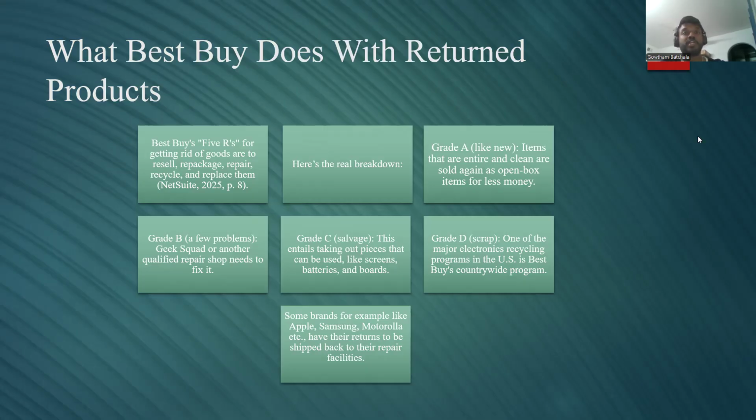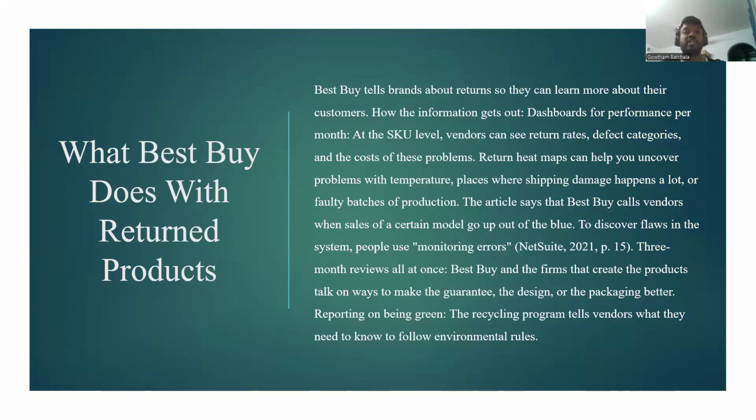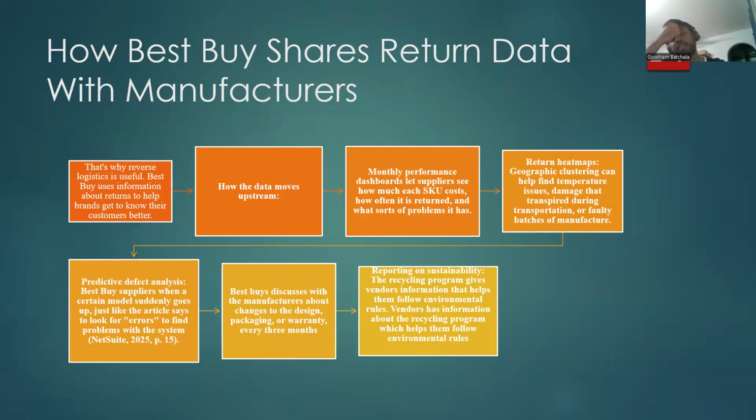Now, going on to the next slide, how Best Buy shares return data with manufacturers. Now here's the part that ties everything together: what Best Buy does with the information they collect. Manufacturers receive monthly performance dashboards from Best Buy. These show the return dates, defect categories, and the financial impact of each SKU, which is nothing but stock keeping unit. They also get return heat maps that highlight which regions have higher defect rates or shipping damage. These patterns often reveal environmental factors or transportation problems.